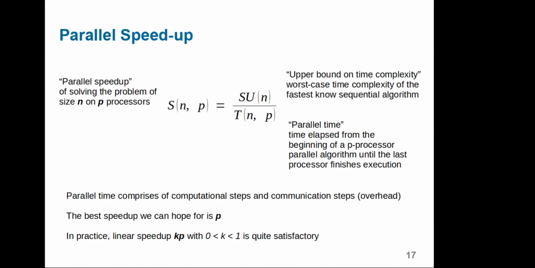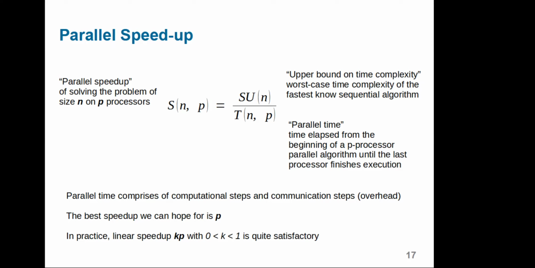So something that tells you if instead of using a single processor, I have some problem of size n. I need to find some definition for that size, but different for each of the problems. And here is technically the worst case time complexity of the fastest known sequential algorithm. So you take the best sequential algorithm you know, and use the worst case in which it can operate.